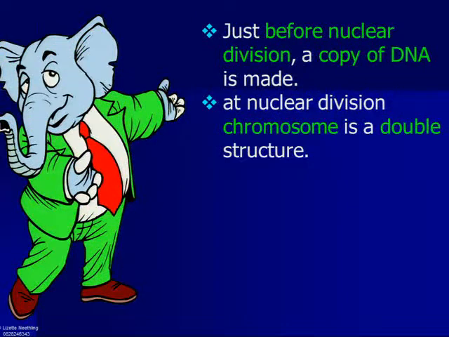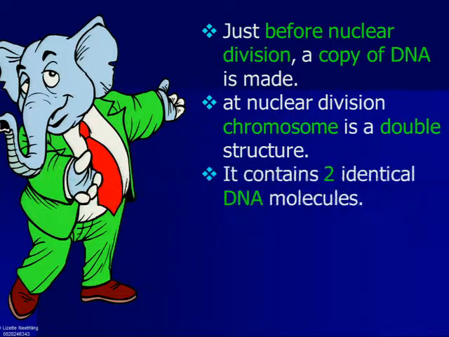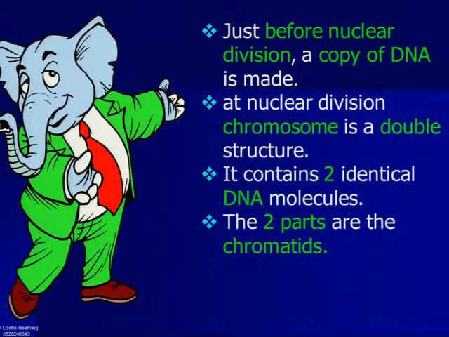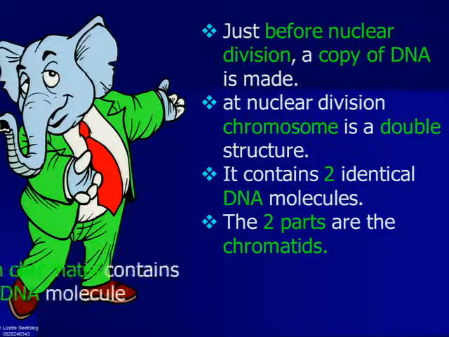Now you learned about replication. So before nuclear division can occur, we need a copy of the DNA. So during nuclear division, the chromosome is a double structure. It has two identical DNA molecules. And we call those two molecules the two chromatids. So each chromatid represents a DNA molecule.